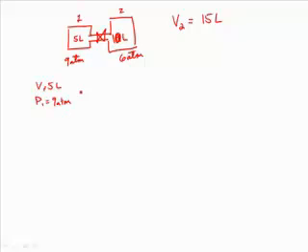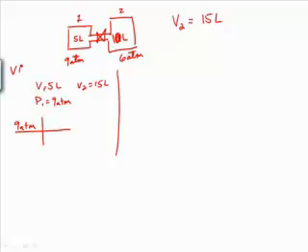Okay, V2 again is going to be 15 liters. So we have 9 atmospheres. My volume is increasing, so my pressure should decrease. So I want 5 liters over 15 liters. So that gas is going to have a new pressure of 3 atmospheres.